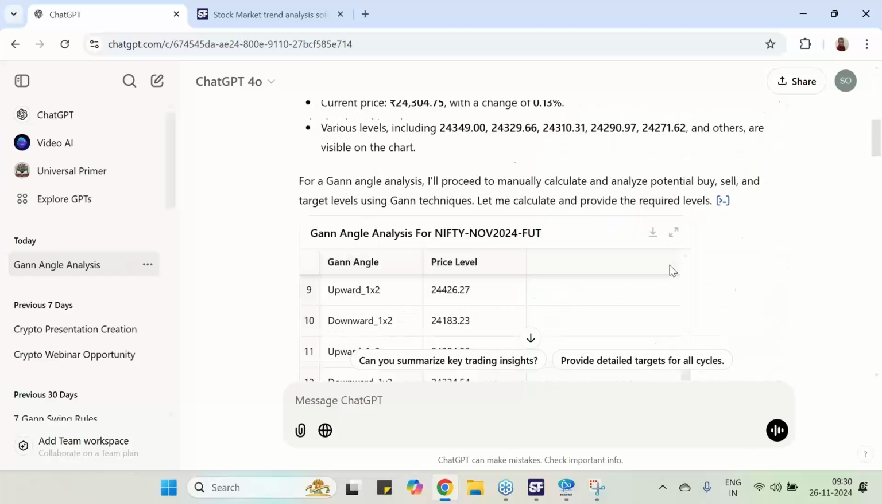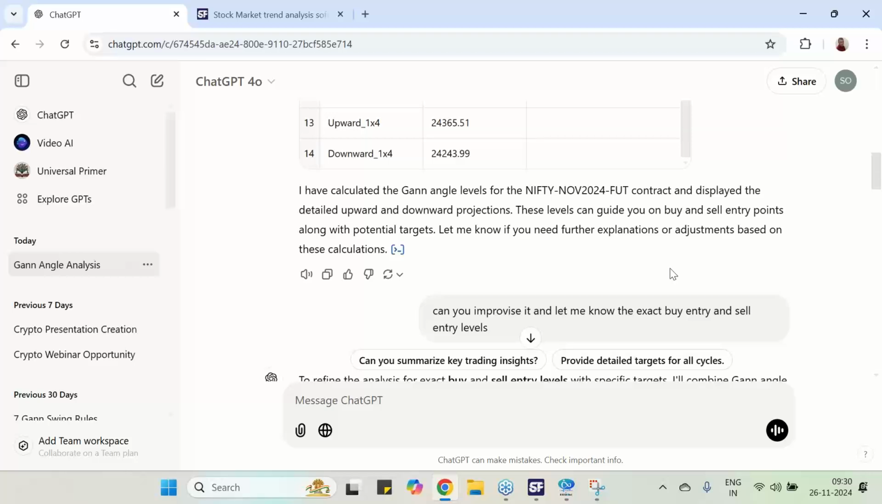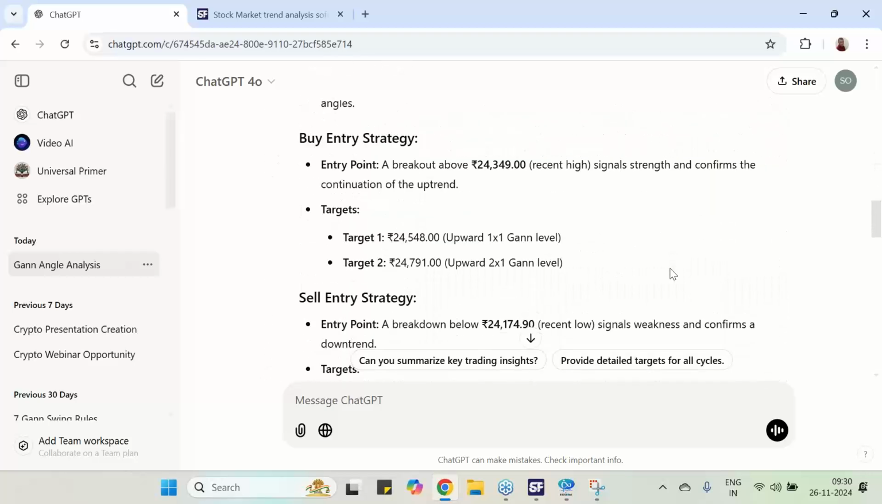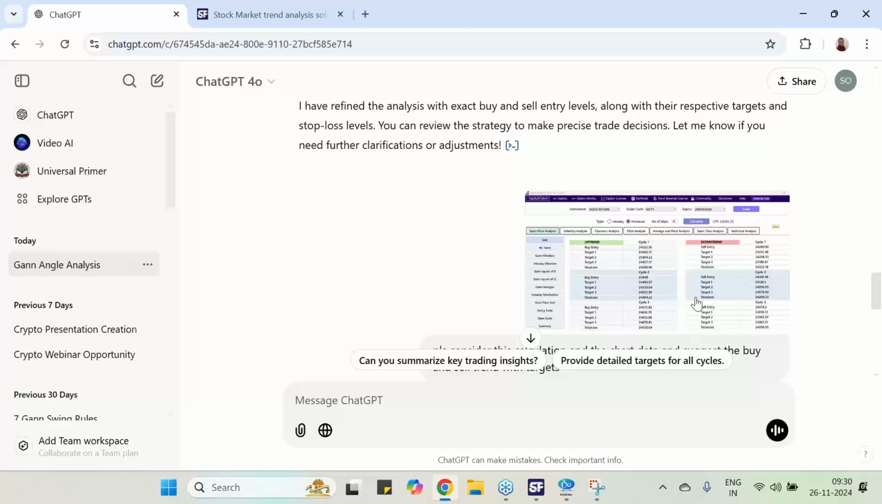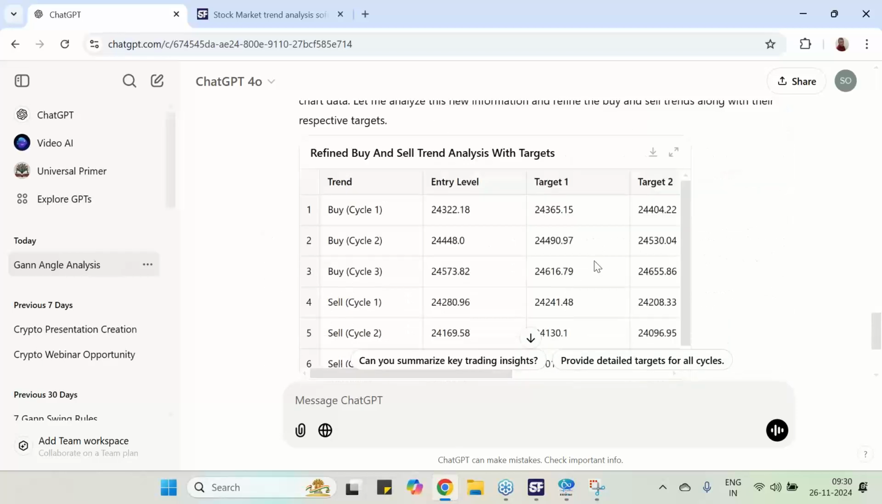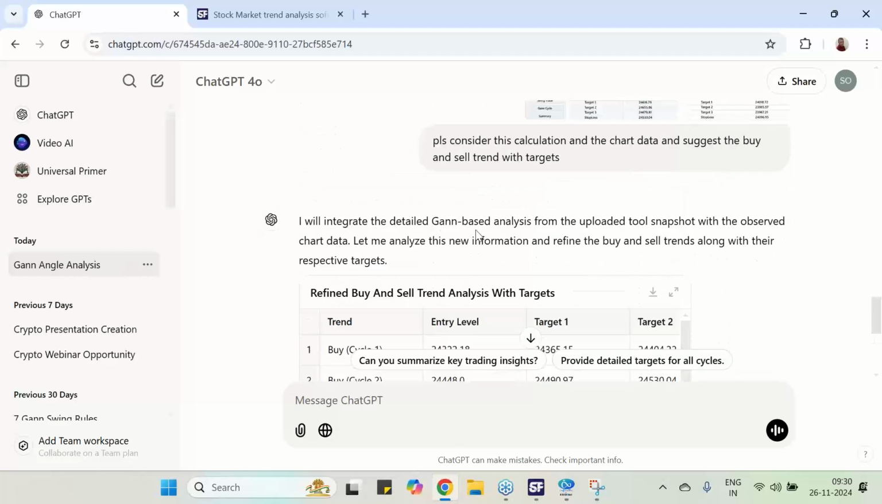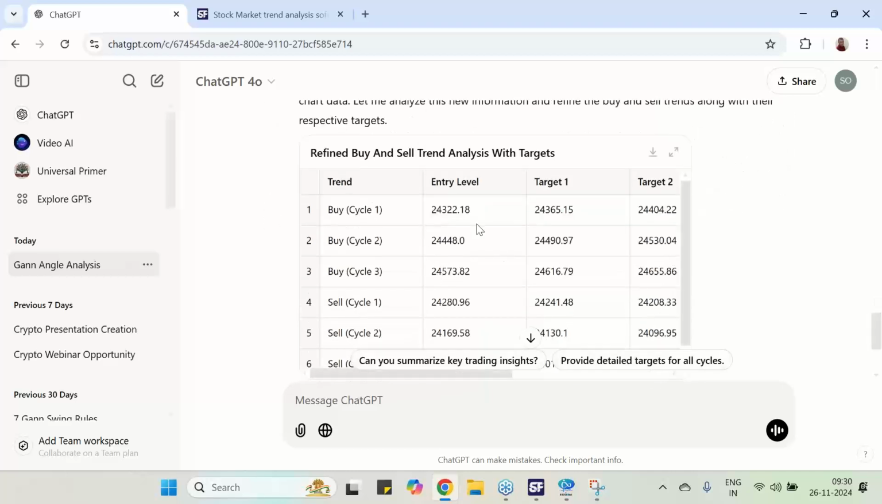So we told it we want the Gann angle study. Then we gave the system these Gann calculations. It doesn't understand "Gann GAV", but it understands that this is a Gann price study we are giving. So we have given the Gann study. It says, "I will integrate detailed Gann based analysis from the uploaded tool snapshot with the observed chart data." From there it has given the output.